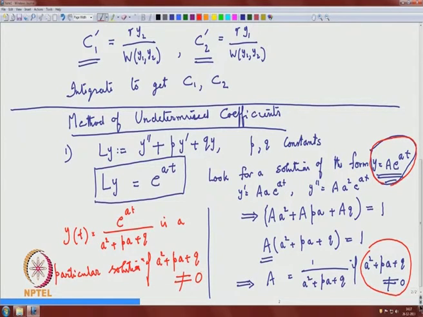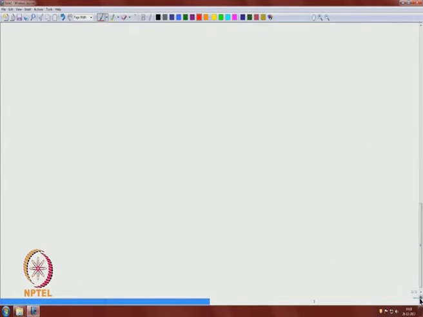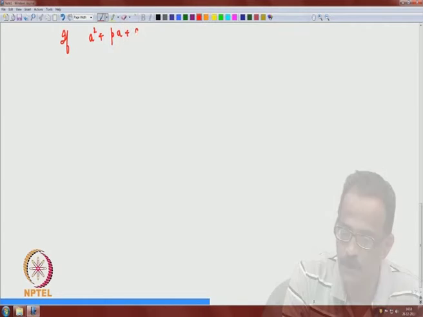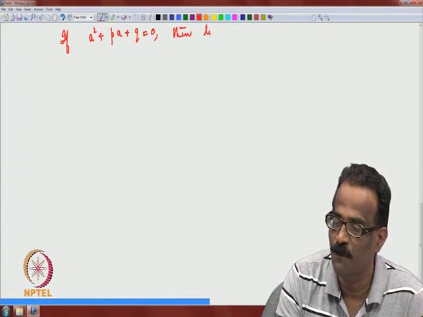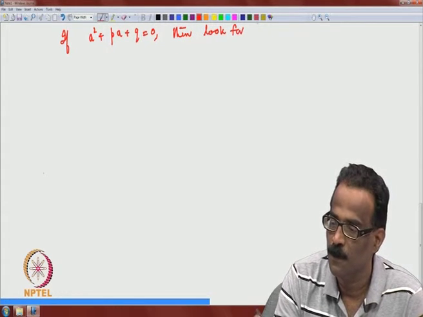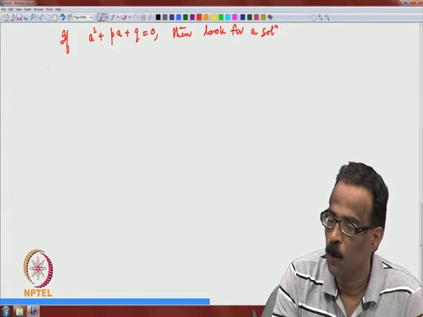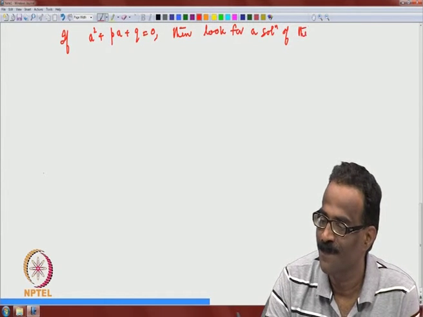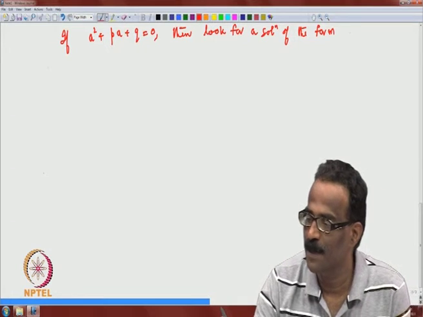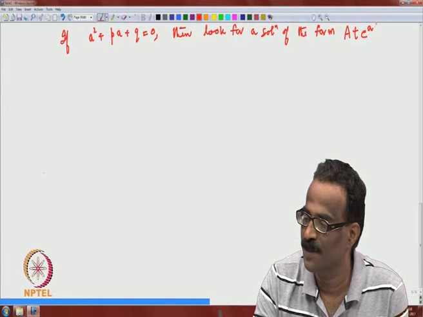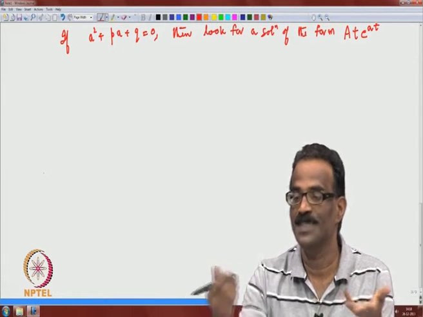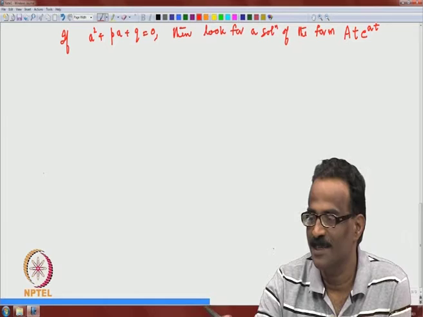So, again, what happens if a square plus p a plus q is equal to 0? Now you have an idea, then look for a solution of the form some constant c into t e power a t. You know why it is a solution, some c t into e power a t form, and that is the t form.